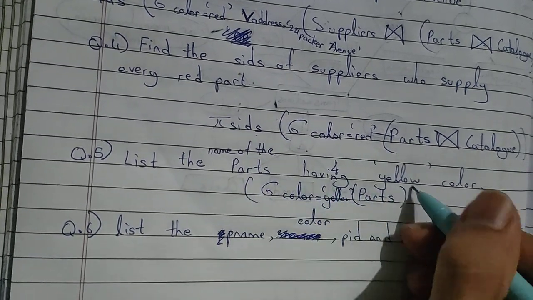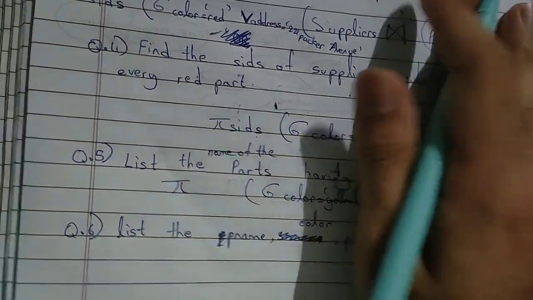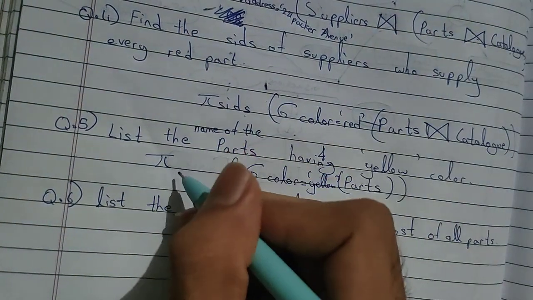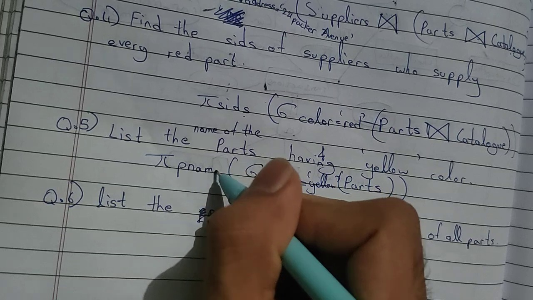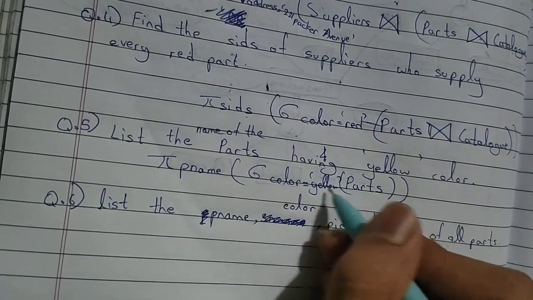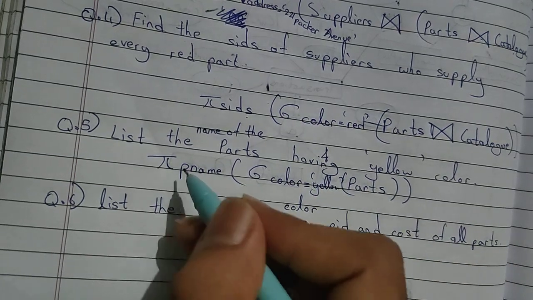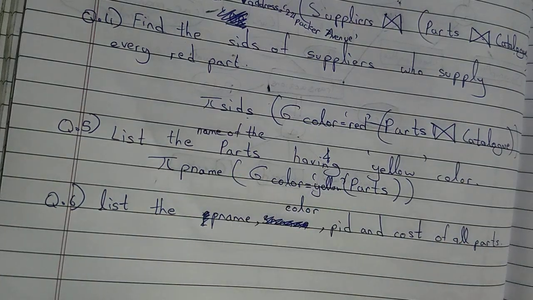And then finally we need only the name of the parts, and the name of the parts is called p name. So we shall be writing project, or select those columns from this relation, where the color of the parts is yellow. So all the parts having color yellow, their names will come over here. So this was the fifth one.